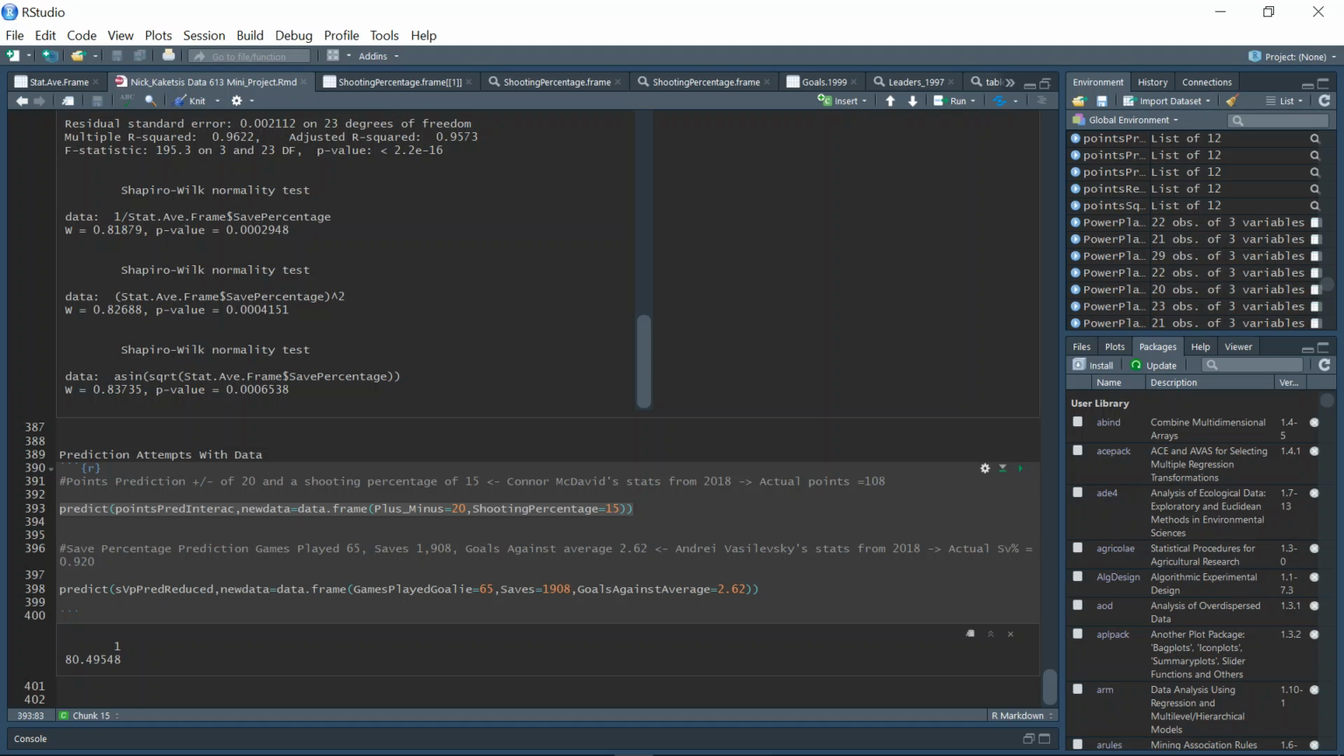Now for save percentage, I used Andrei Vasilevskiy's stats from 2018. His save percentage was 0.92, and his number of saves was 1,908. He played 65 games. He had a goals against average of 2.62. So if I run that prediction, that predicts it at 0.9186, which is quite close to 0.92. So it's actually a better performing model. As we can see in this case, the data not being normally distributed actually isn't that big of a deal.